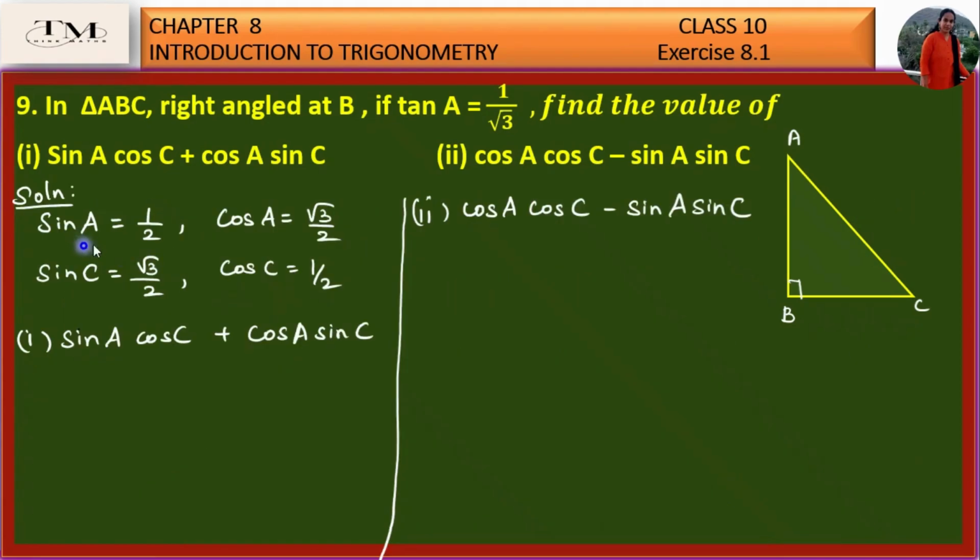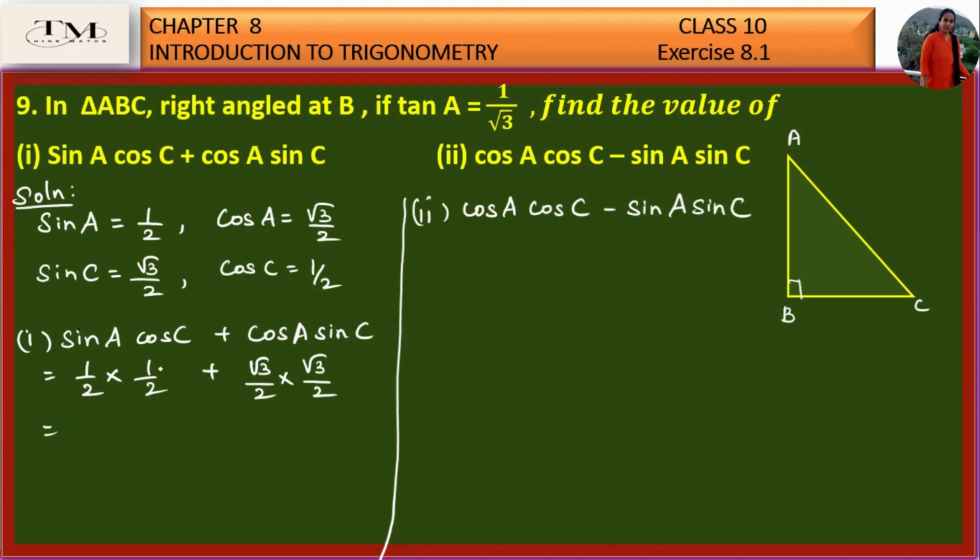So far we got sin A is equal to 1 by 2, cos A equal to root 3 by 2, sin C is equal to root 3 by 2, cos C is equal to 1 by 2. Now we are going to find out the answer for the first part: sin A cos C plus cos A sin C. So let us substitute the values we got. Sin A is 1 by 2, cos C is 1 by 2, plus cos A is root 3 by 2, sin C is also root 3 by 2.